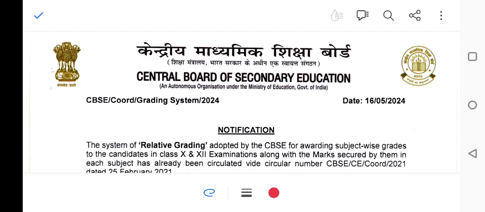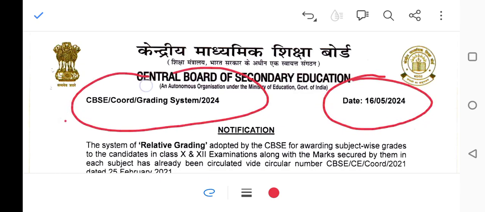The Central Board of Secondary Education issued a notification regarding the grading system, how grades are given to different subjects in class 10 and 12. That is explained in this letter, in this notification by CBSE. So if you have any confusion regarding the grading system, you can clarify your doubts. Here I am explaining in detail what was issued by CBSE. Here is the notification number, and here is the grading system.